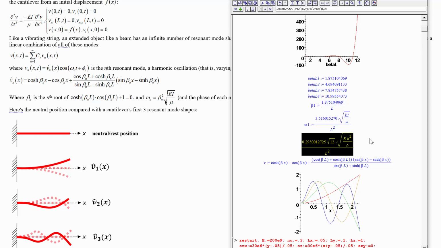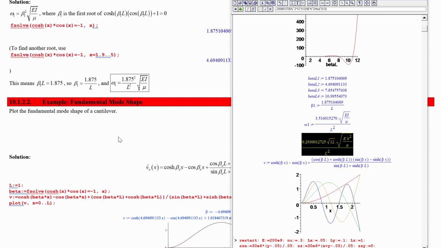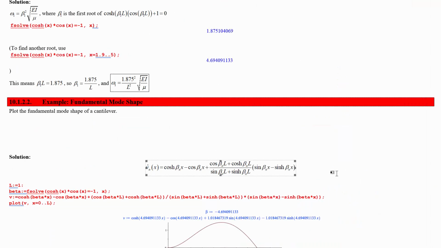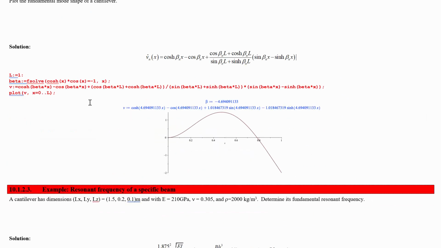So it's going to go up by a factor of 100 if you make the length a factor of 10 shorter. The next example was to find out the mode shape, and we did that. We took this function and we took the beta that we got and substituted it in order to plot that, and found a shape kind of like this.